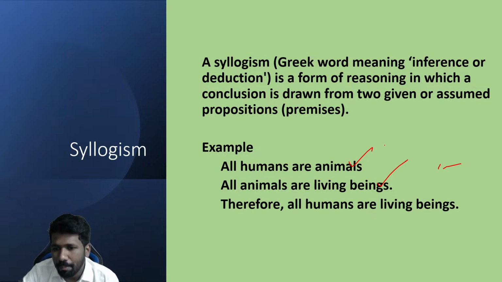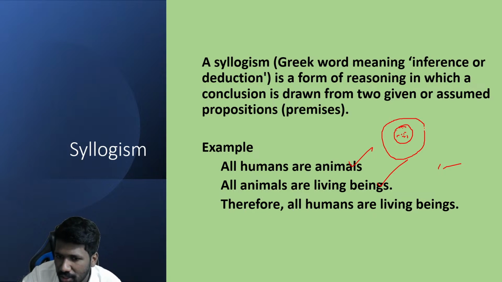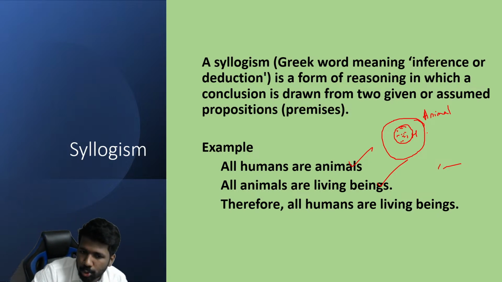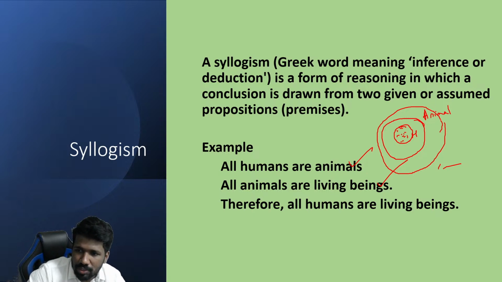Now, how do we represent this in a Venn diagram? All humans: think that this circle has all the human beings in this universe. All humans are animals means all the humans are a subset of the animal set. Right? It is a subset of the animal set. That means humans are also animals, and outside humans there can be other animals also. And all animals are living beings means animals will be a subset of another set, living beings.